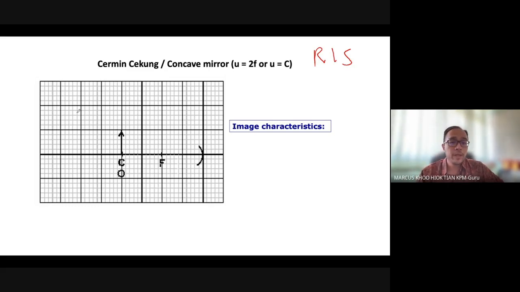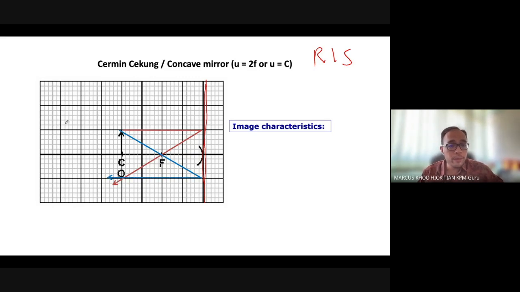Let's test it out. First ray, parallel. After it parallel, it will reflect back to F. That's the first ray. The second ray is through the F, hit the pole. People, hit the pole. Remember to draw the pole where the curve is. Hit the pole and then reflect back parallel.